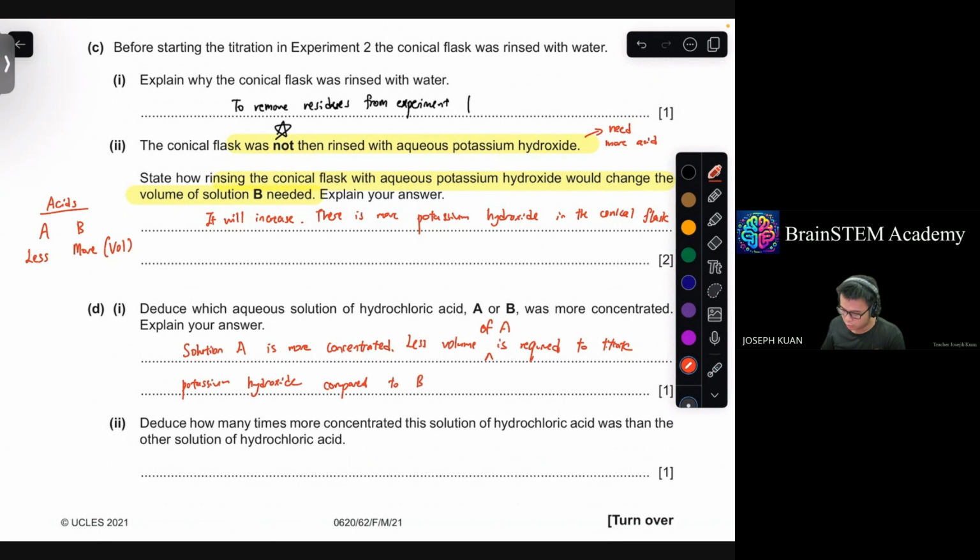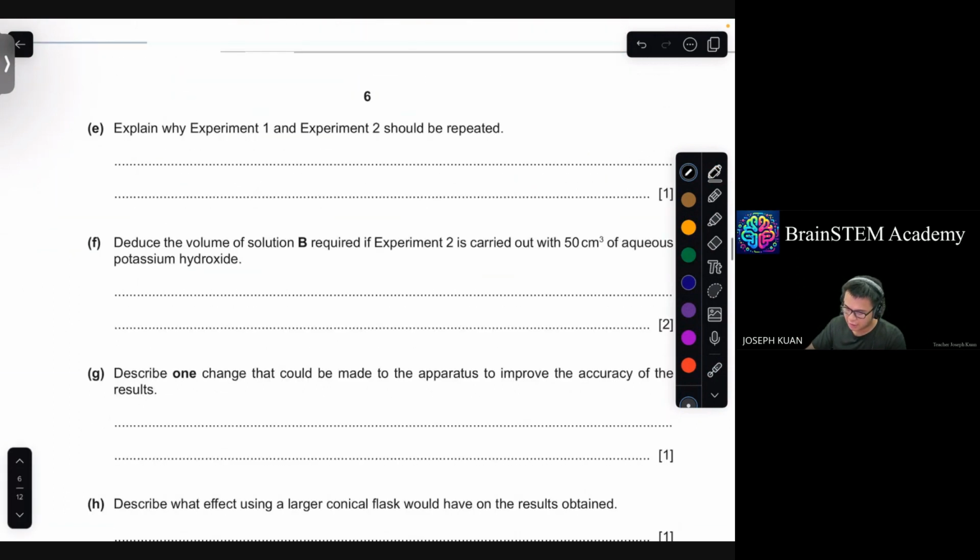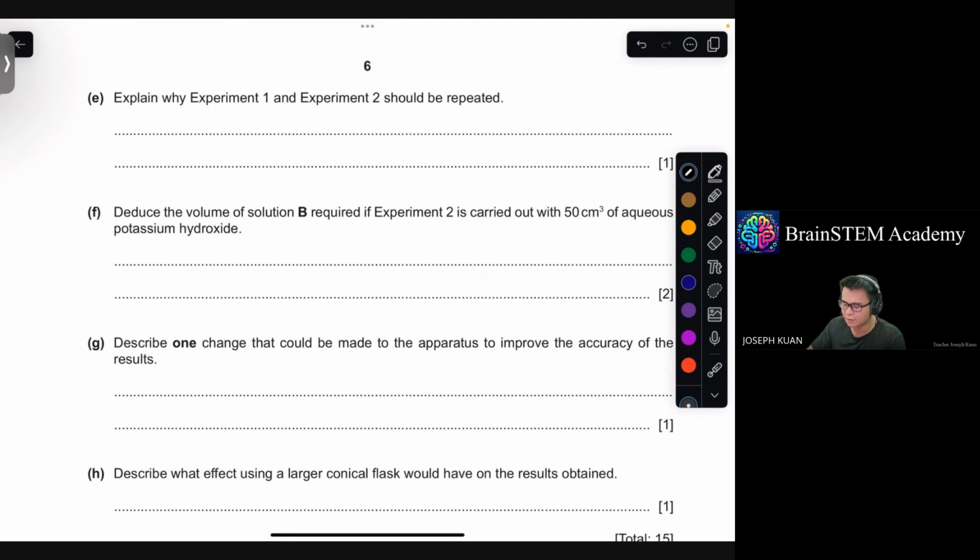Moving on to 2, deduce how many times more concentrated this solution of hydrochloric acid was than the other solution of hydrochloric acid. Well, in terms of concentration, A is more concentrated, and we see the volume decreases by half, which means that the concentration is double that of B. It's twice. Okay, twice as concentrated as B. Moving on to the next question. E, explain why experiment 1 and experiment 2 should be repeated.